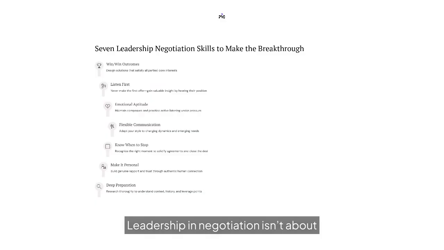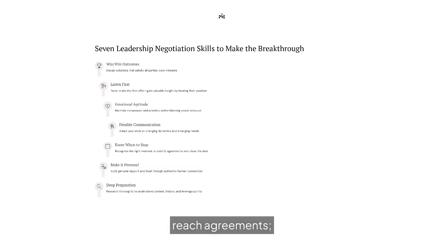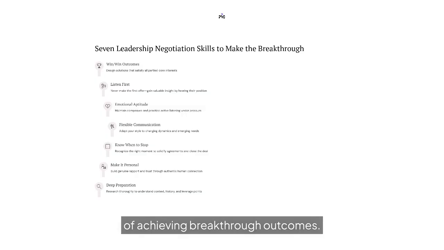Leadership in negotiation isn't about dominance. It's about influence, empathy, and strategic thinking. The best negotiators don't just reach agreements, they build partnerships that endure. Mastering these 7 core skills transforms good negotiators into great leaders capable of achieving breakthrough outcomes.